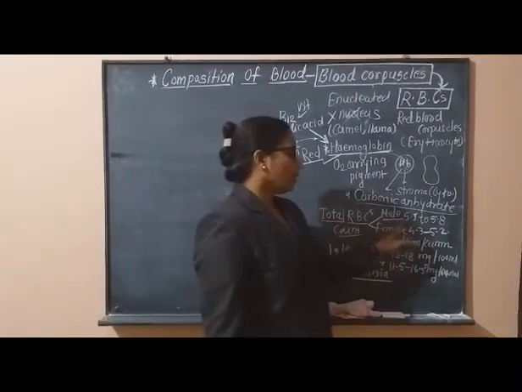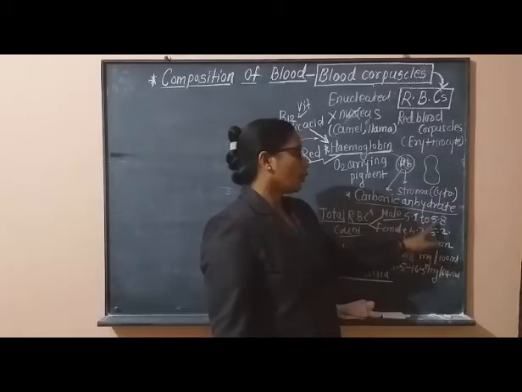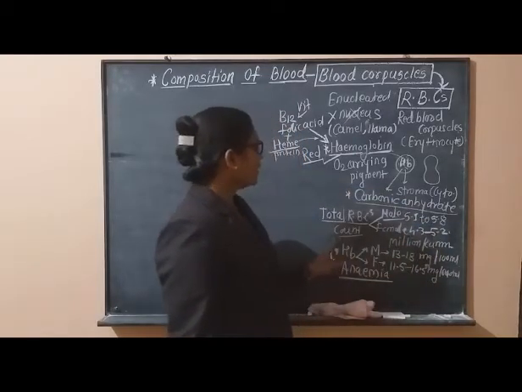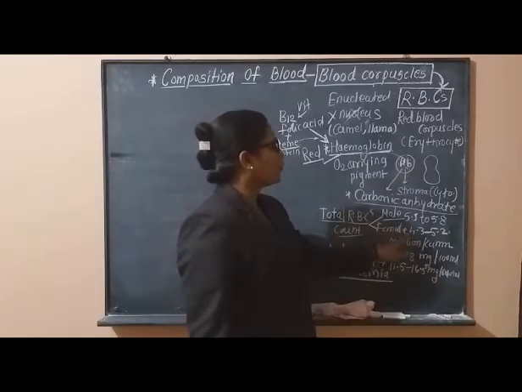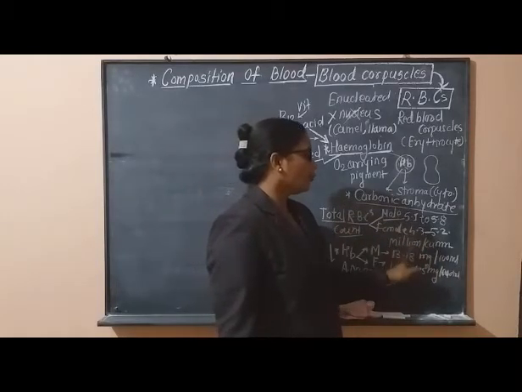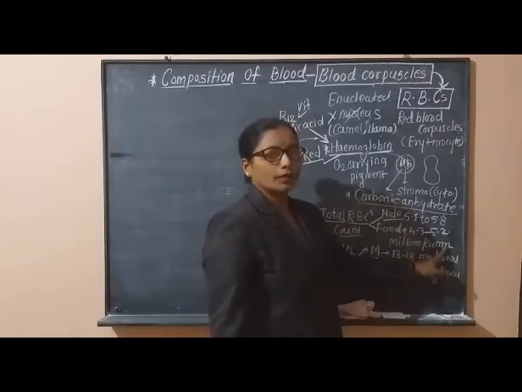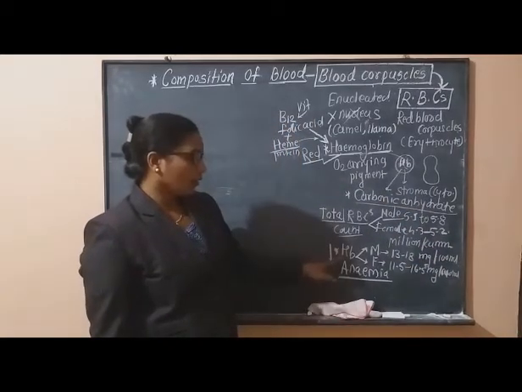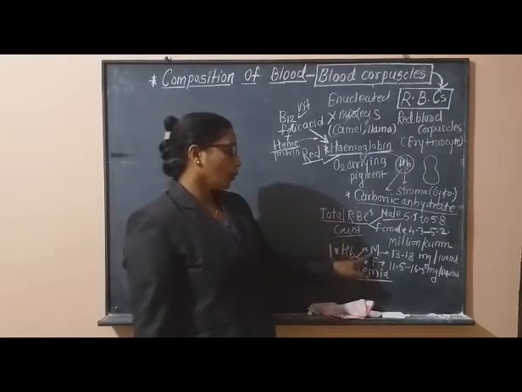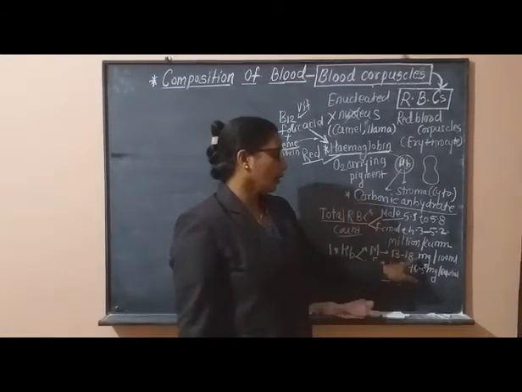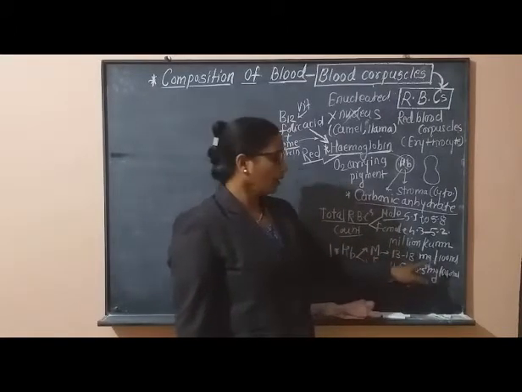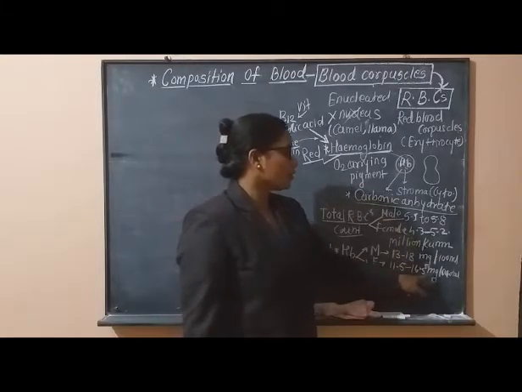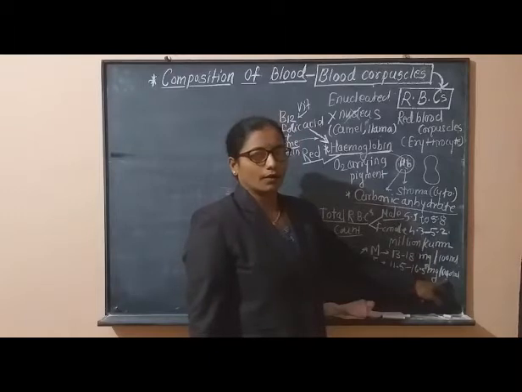In case of male, it is 5.1 to 5.8 million per cubic millimeter. And in case of female, it is 4.3 to 5.2 million per cubic millimeter. Now these RBCs consist of hemoglobin. The normal range of hemoglobin in male is 13 to 18 milligrams per 100 ml, and in case of female it is 11.5 to 16.5 milligrams per 100 ml.